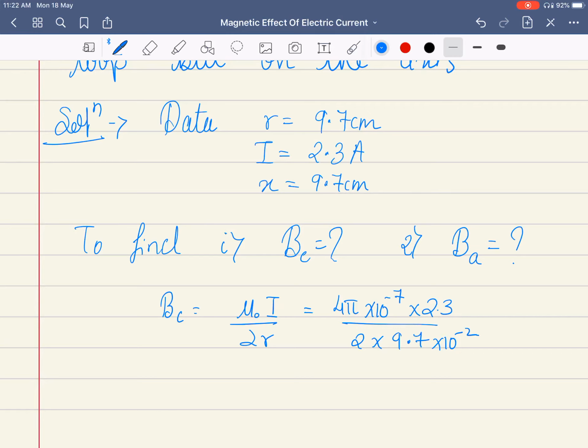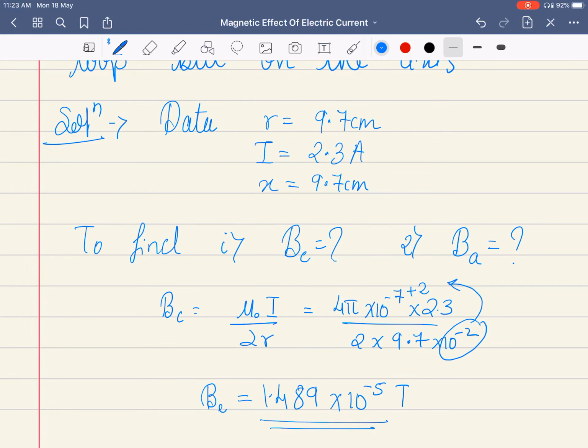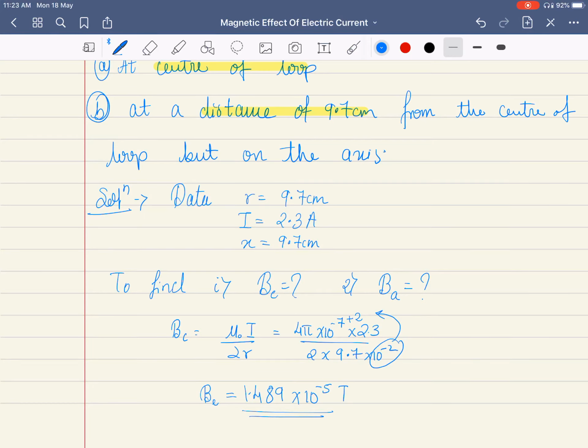ठीक है, सो व्हेन यू कैलकुलेट द वैल्यू 4 इंटू 3.14 इंटू 2.3 divided by 2 into 9.7. So you will get the value as 1.489 into 10 raised to minus 5 टेस्ला, बिकॉज -2 ऊपर जाएगा तो +2 होगा. सो -7 + 2 क्या होगा, -5. So that is the magnetic field produced at the center. Okay.